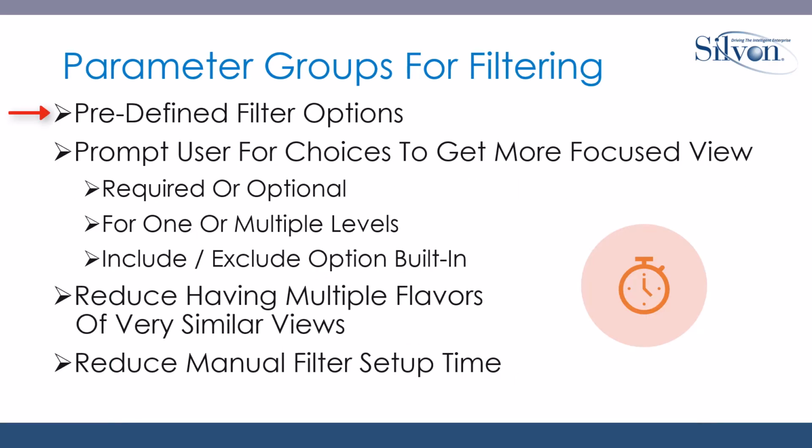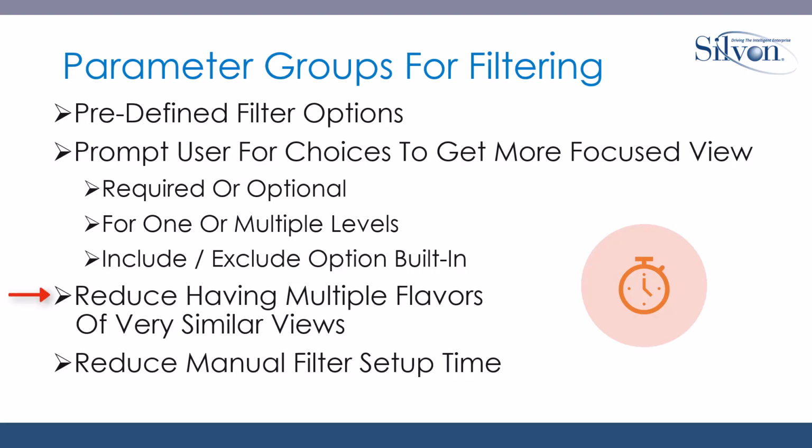The parameter groups that I mentioned are a way that you can predefine your filter options. This is prompting users for choices to get a more focused view. These parameters can be set up to be required or optional. You can do them for one or multiple levels in a view. And again, there's an include-exclude option built in, which is a nice opportunity for people to change what they want to see in their views.